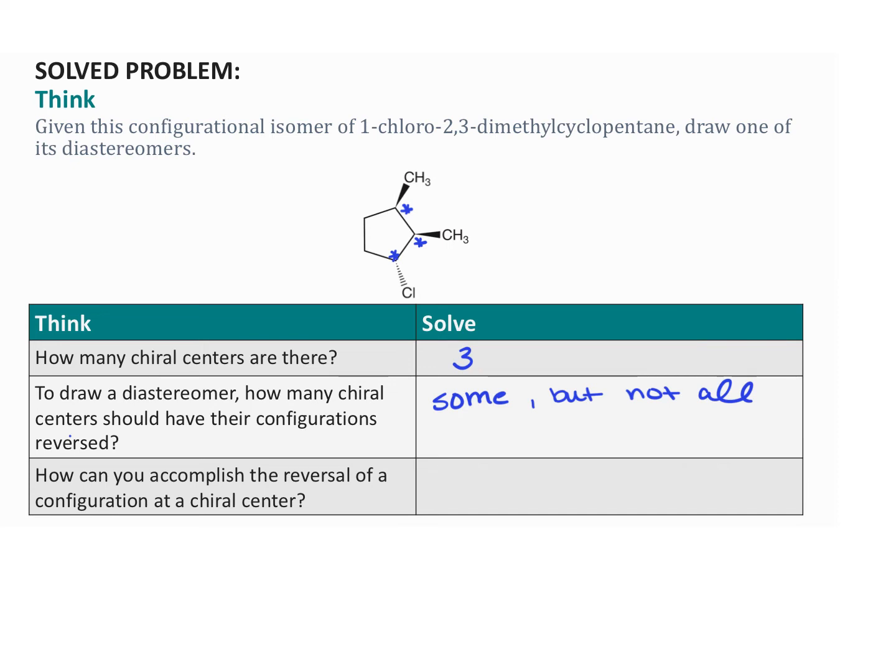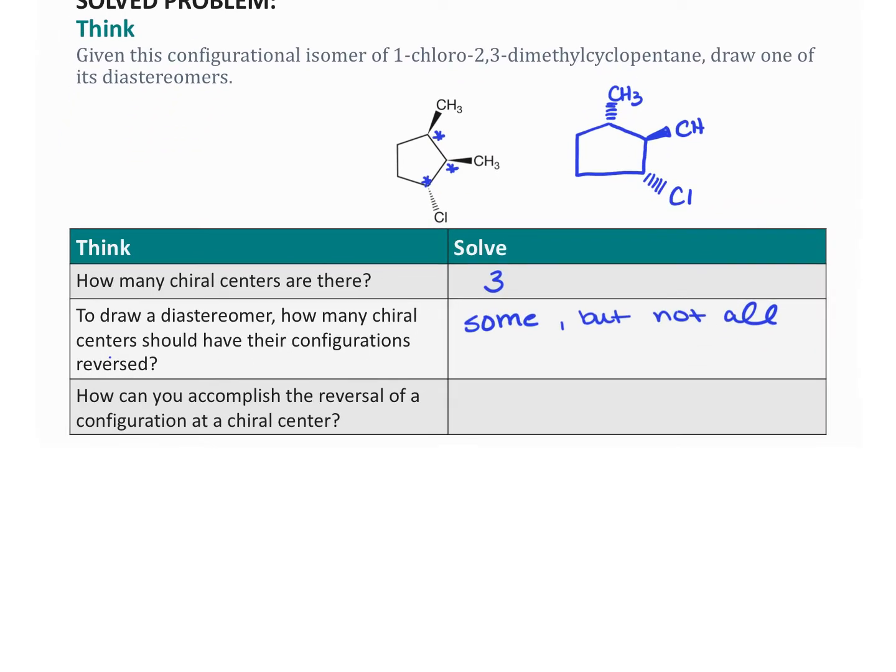So for example, we could come here and say, okay, I'm going to reverse it at this one, CH3, but leave that CH3 and the Cl alone. That would be an example of a diastereomer. We could come here and say, okay, I'm going to reverse at this CH3 and this CH3, but leave this chlorine alone. That would be another diastereomer.